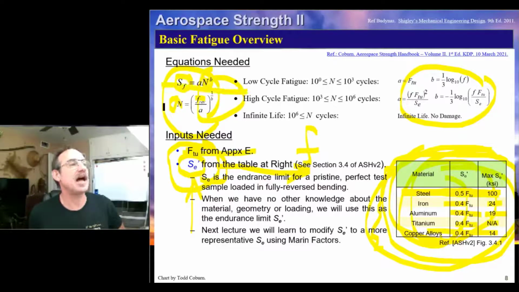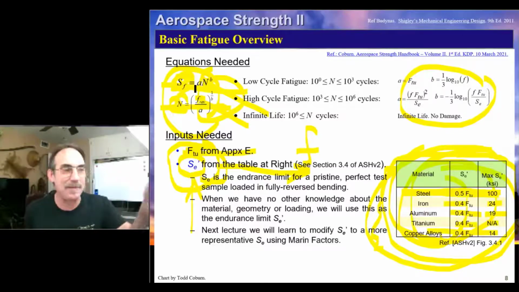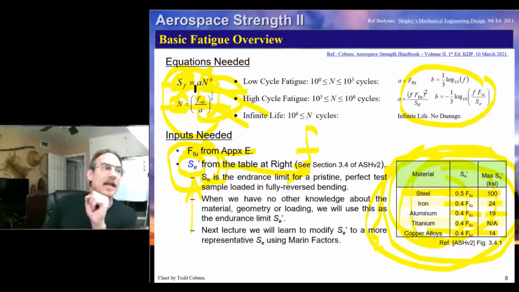Which of these two is an allowable? N. Actually, either one of these can be considered allowable, right? If we have a fully reversed stress level, then N is the allowable number of cycles. But if we're given a number of cycles we need to be good for, then this is the allowable stress level that we can repeat and meet that requirement. You see that?